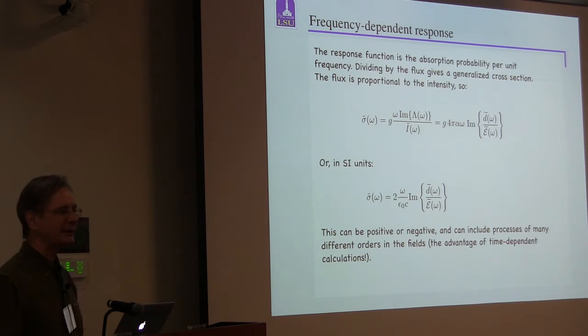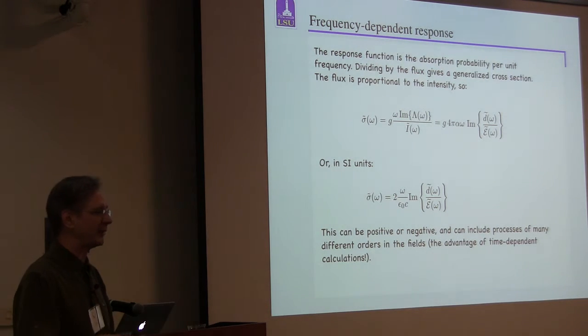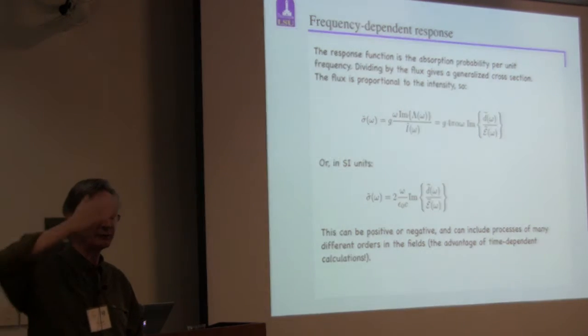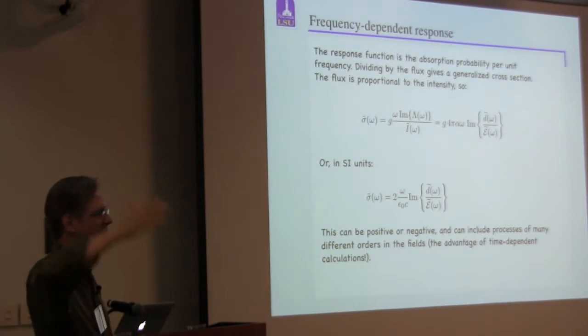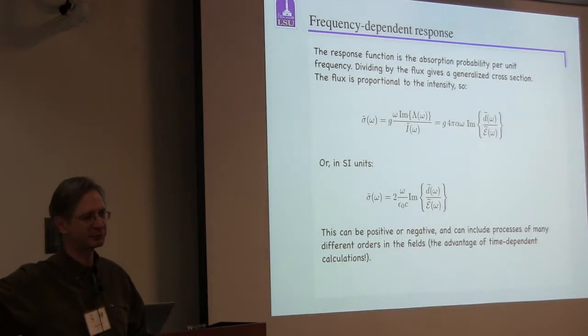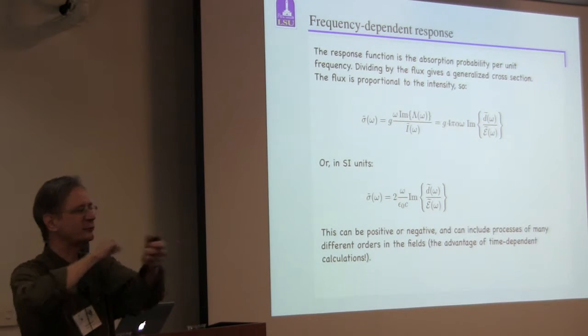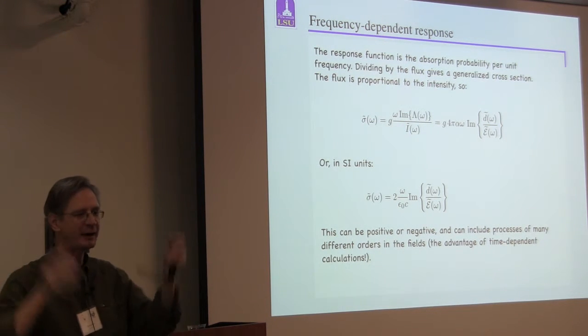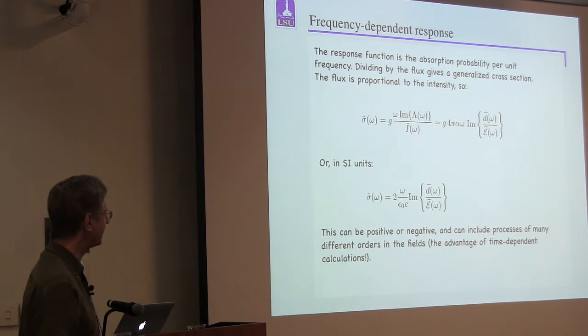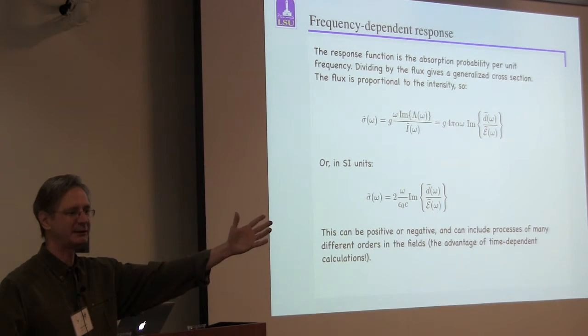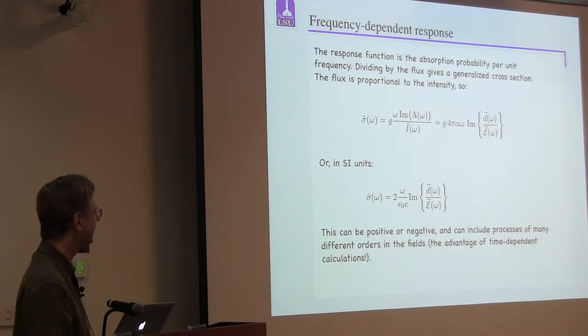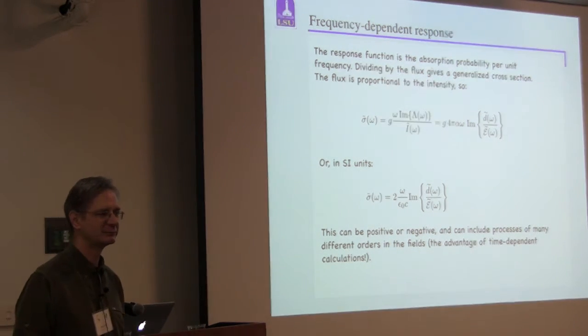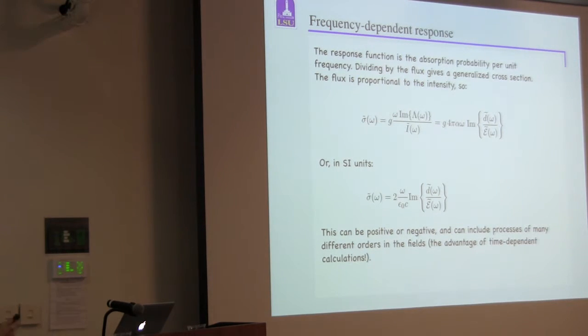So if you did everything in the frequency domain, you would have to write out expressions for each of those things. What's my first-order response? What's my second-order response? What's my third-order response? And, oh, the different frequencies are coupled, so your head would explode. But in the time domain, you just do the calculation, and then you Fourier transform at the end, and you get all the information. So this is always a nice thing about doing time-dependent calculations.